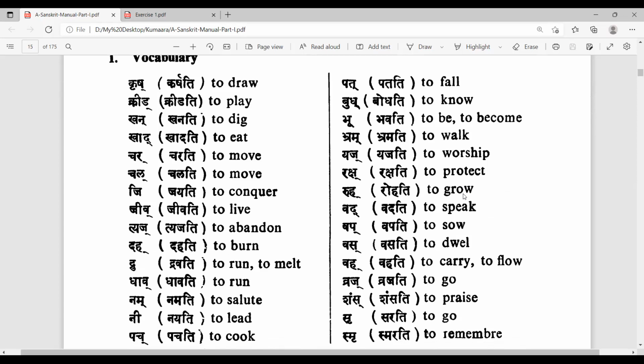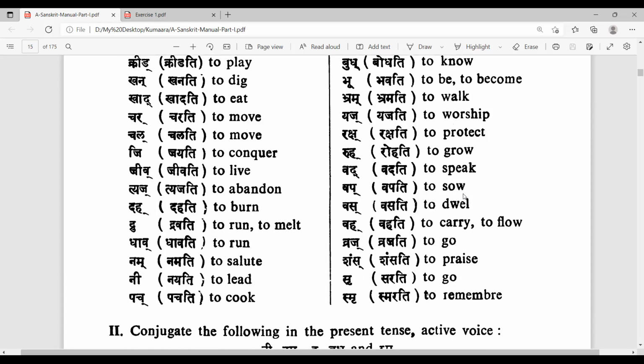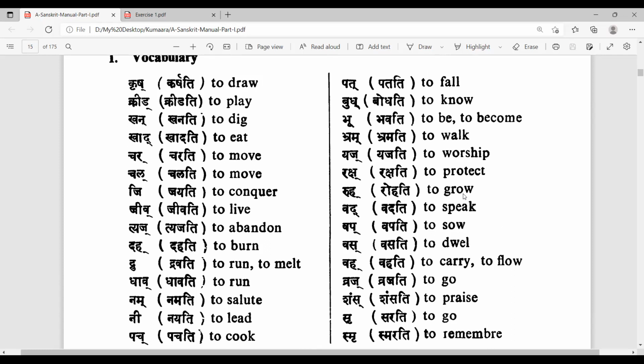Krish, karshati, to draw. Creed, creedati, to play. Kan, kanati, to dig. Khad, khadati, to eat. Char, charati, to move. Chal, chalati, to move. Ji, jayati, to conquer. Jeev, jeevati, to live. Tyaj, tyajati, to abandon. Dah, dahati, to burn. Dru, dravati, to run, to melt. Dav, davati, to run. Nam, namati, to salute. Ni, nayati, to lead. Pach, pachati, to cook. See, all are which gana? First gana, Bhavadi gana.